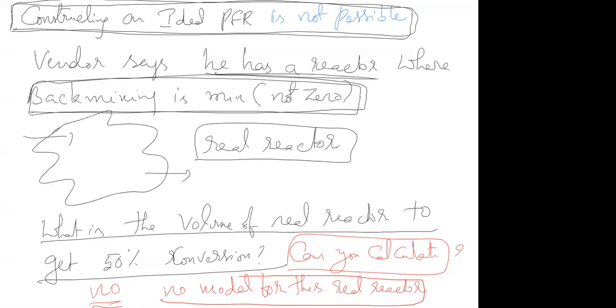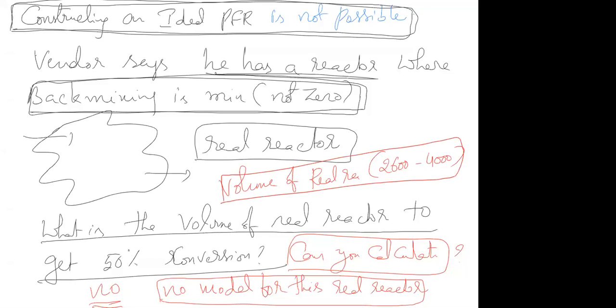But what you can say is the volume of this real reactor should be between 2600 and 4000 only. This is 100% because can you invent a reactor for this reaction which gives a volume below 2600? No, because for this positive order reaction, PFR is the best. That itself is giving the 2600.